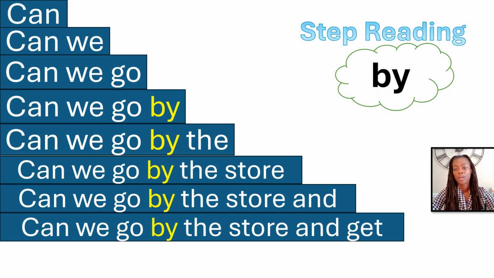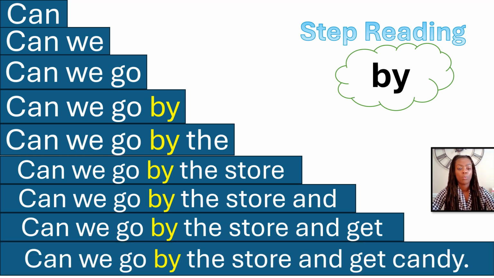Our focus word is "by" for this particular step read activity, and I made sure that I highlighted or colored that word so that it stood out from the rest of the words in the sentence to let my students know, hey, this is the word that we're really focusing on for this sentence. Even though they're trying to learn all of the words, "by" is the word that they're focusing on. Can we go by the store and get candy?